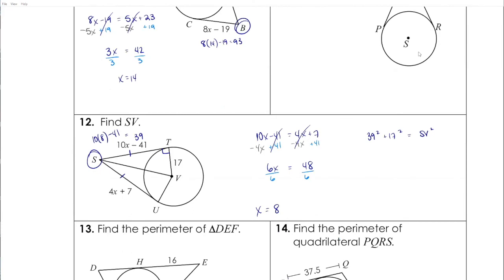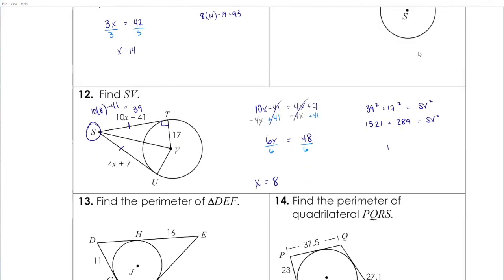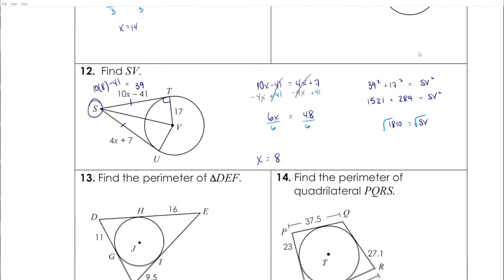39 squared is a massive number that I do not have memorized. 1521 plus 289. 1521 and 289 are 1810. To get rid of a square, we apply the square root. So the measure of SV is approximately 42.5. Such a good math problem. Makes you do two things at once.